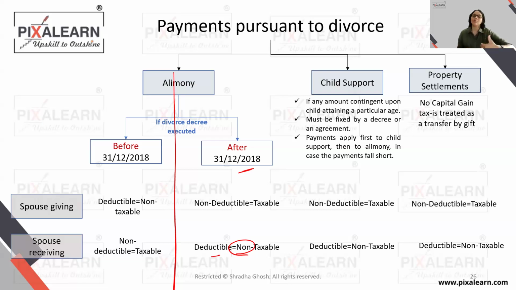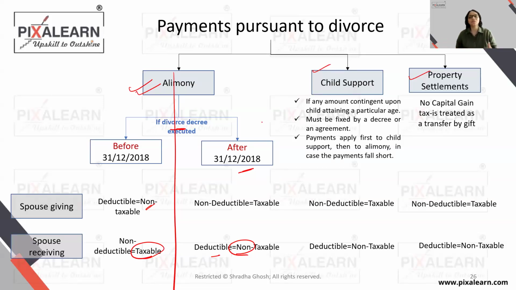But what used to happen for agreements before the Tax Cuts and Jobs Act? Remember, the key thing is not when you are making the payment. The key thing is when the divorce agreement was signed. If the agreement was signed before the Tax Cuts and Jobs Act, for child support and for property settlement, we had the same concept. But for alimony payments, we used to regard it as income of the recipient and tax it in the hands of the recipient, and for the payer we used to give a deduction. So this was the only difference, and that too only for alimony. After the Tax Cuts and Jobs Act, we removed that and made the provisions sacrosanct.